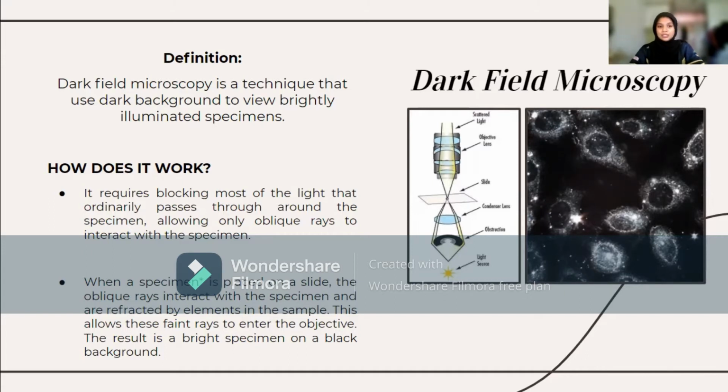So to explain the mechanism of how this microscope works, first it requires blocking most of the light that ordinarily passes through the specimen, which will then allow only oblique rays to interact with the specimen. Next, when a specimen is placed on the slide, the oblique rays interact with the specimen and are refracted by the specimen in the sample. This will allow only faint rays to enter the objective lenses. All in all, it will finally result in a bright specimen on a black background.